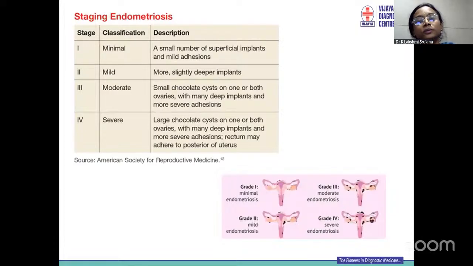Coming to staging of endometriosis, the American Society of Reproductive Medicine has given this staging, and it is from minimal to severe. Minimal includes a small number of superficial implants and mild adhesions. If it is more and slightly deeper implants, it is mild disease. Coming to moderate, small chocolate cysts on one or both ovaries with many deep implants and more severe adhesions. And severe form is large chocolate cysts on one or both ovaries with many deep implants, severe adhesions, and rectum may adhere to the posterior surface of the uterus.